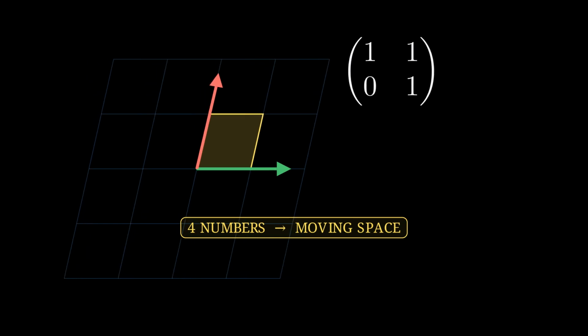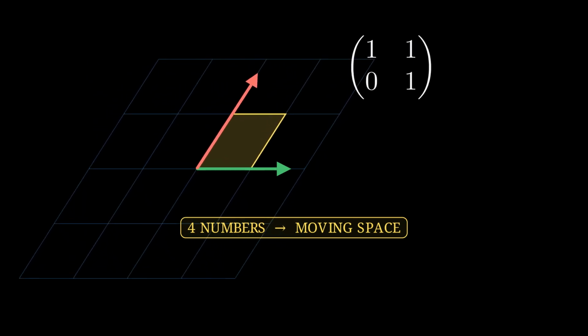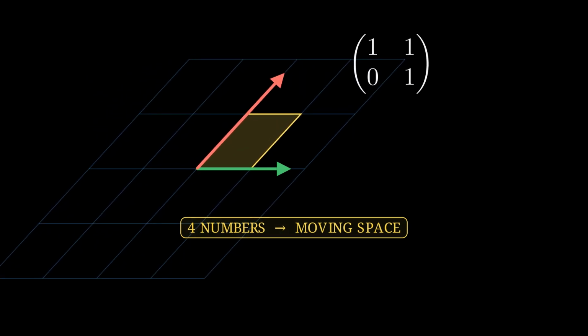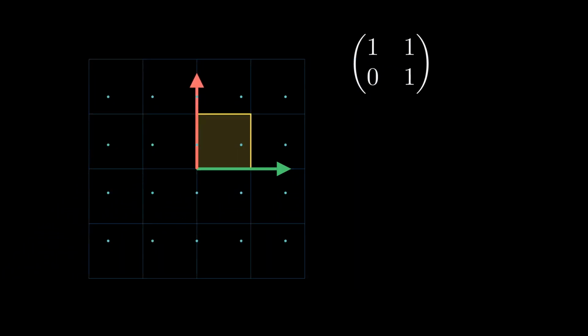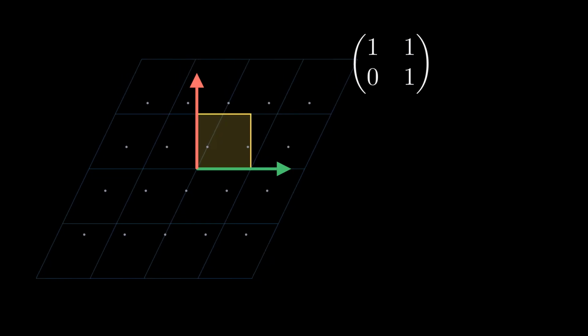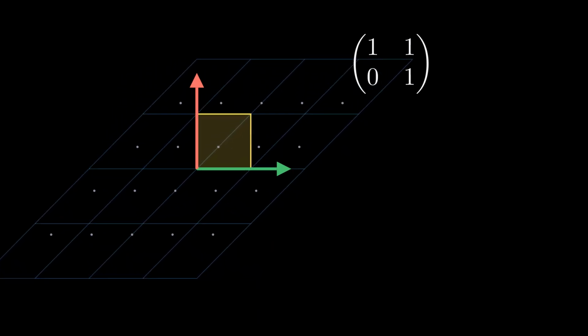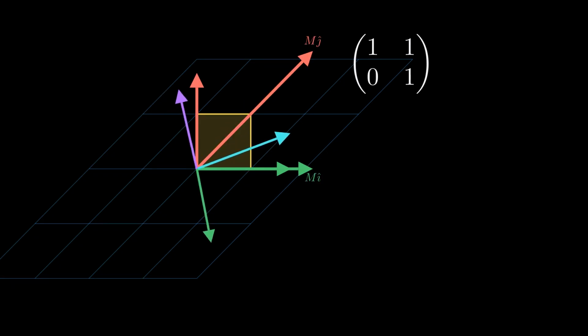Four numbers can move every point on this screen. Watch the grid shear. Nothing bends, but the whole plane changes shape. The trick is that the two columns tell us where two basis arrows go. Once those two arrows land, every other point is already determined. The same moving picture will explain determinants, inverses, and eigenvectors.